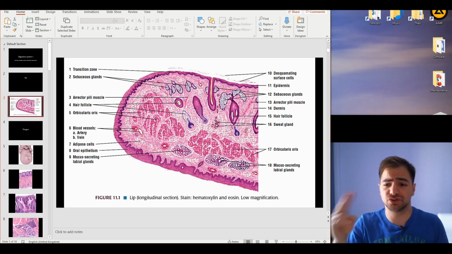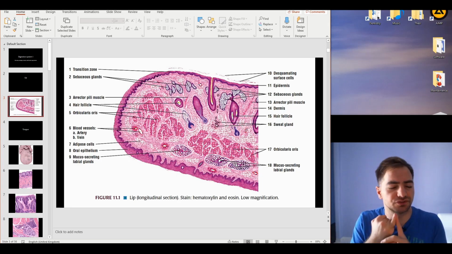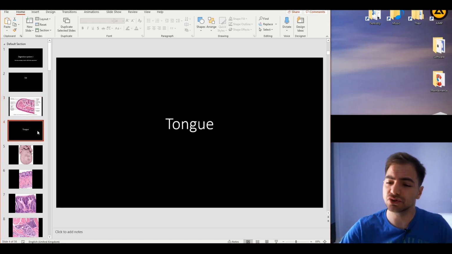This combination of the two different epithelia, the non-keratinized and the keratinized epithelium, the amount of skeletal fiber, the presence of sebaceous glands, these are all unique features that make it very easy for you to identify the structure of the lip. Now let's go to tongue.